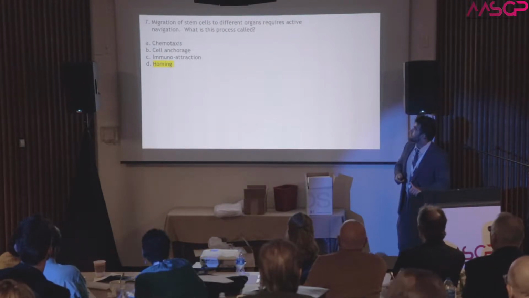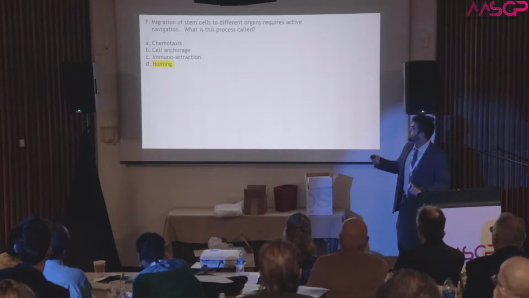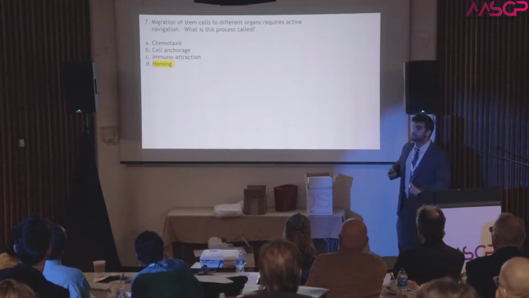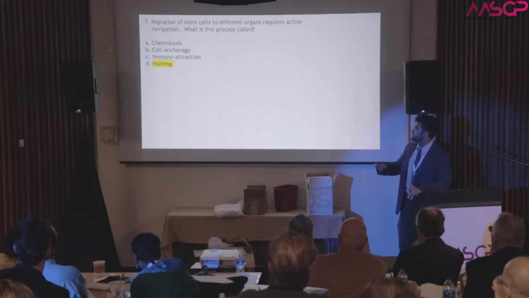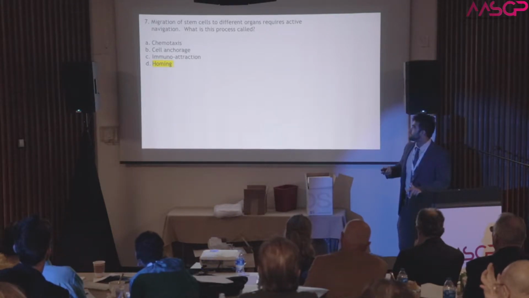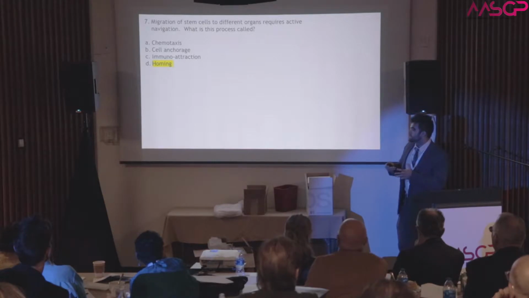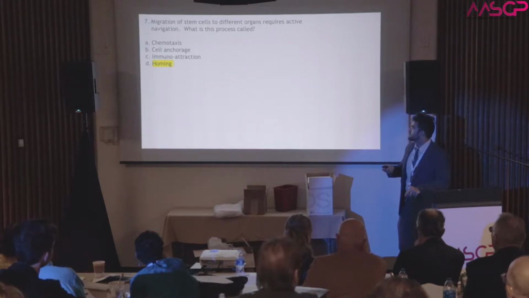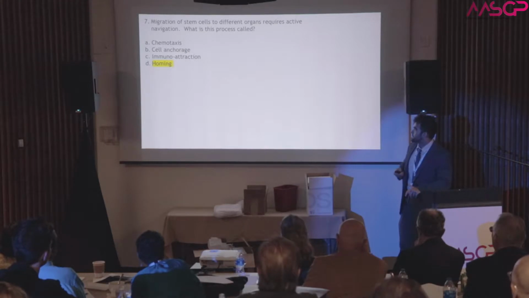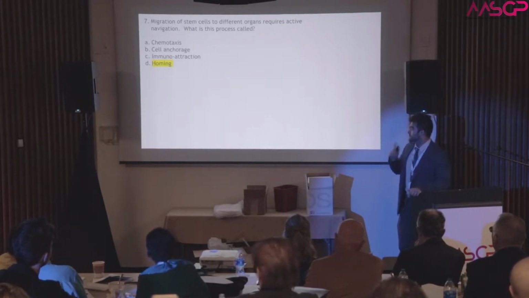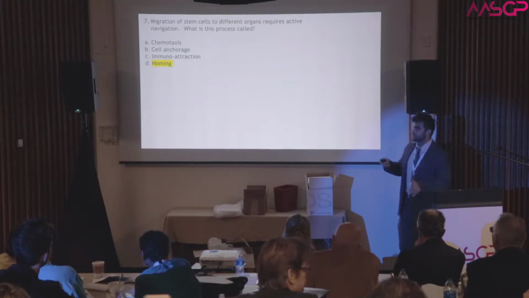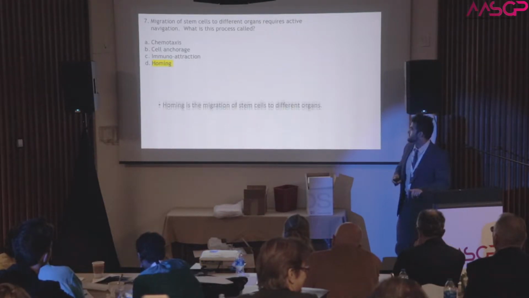Migration of stem cells to different organs requires active navigation. What is this process called? Let's go through the answer choices to quickly understand why each is wrong. Chemotaxis is where cells are attracted to some kind of cytokine. Basically, it's cell migration. Cell anchorage is intuitive in itself: it's where cells are anchoring down, localizing. Immunoattraction is another term that kind of goes with chemotaxis. Homing, by definition, is where stem cells migrate to their respective organs. You just remember that as stem cells trying to go home.